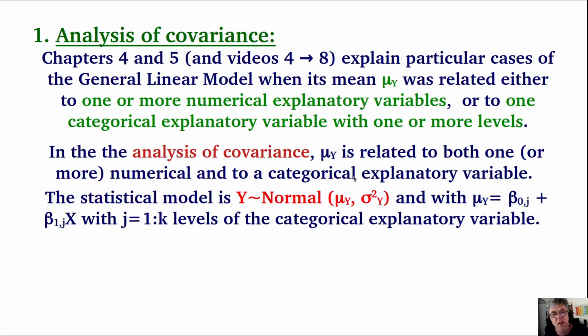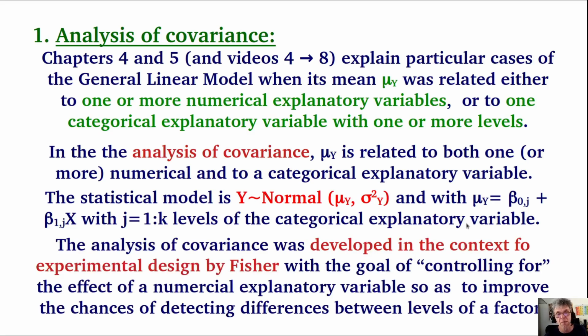So the statistical model, as usual, is that the response variable follows a normal distribution, since this is a special case of the general linear model, with the mean of the response variable related to the numerical explanatory variable x by a linear model defined by the intercept beta 0 and the slope beta 1. Since we now have at least one categorical explanatory variable, the slope and/or the intercept can change depending on the level of this categorical explanatory variable. Let's see that in an example in a second.